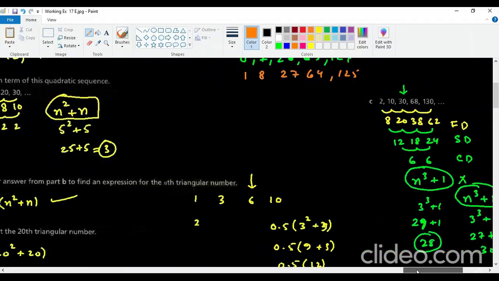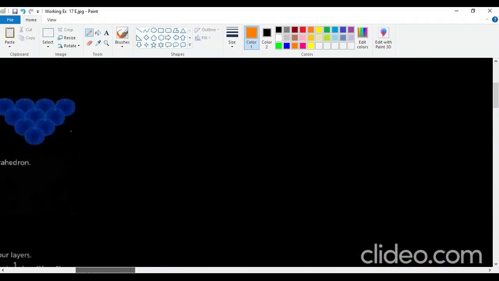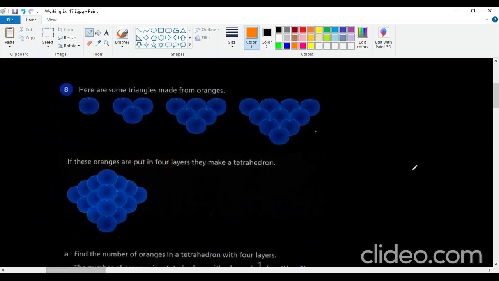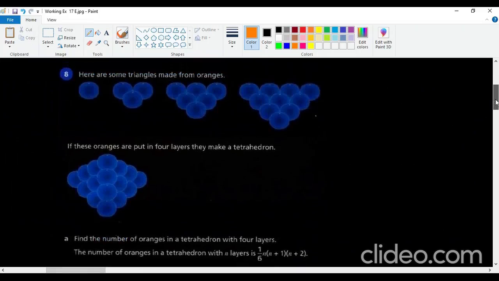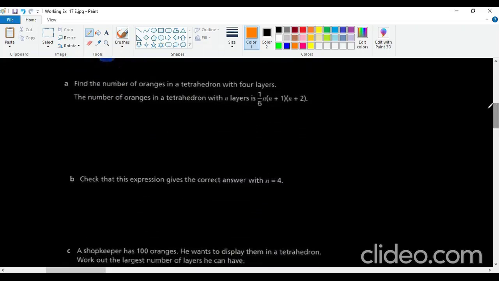Let's move on to question number 8, which is over here. It says here are some triangles made from oranges. You might be seeing this in blue color, but in the textbook, if you have, you will see this in orange color. So if these oranges are put into 4 layers, they make a tetrahedron. Now, we need to find the number of oranges in a tetrahedron with 4 layers.